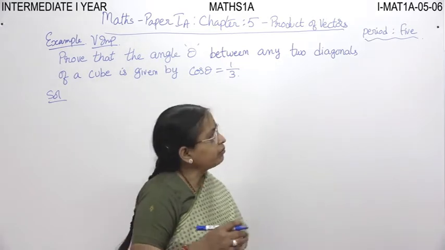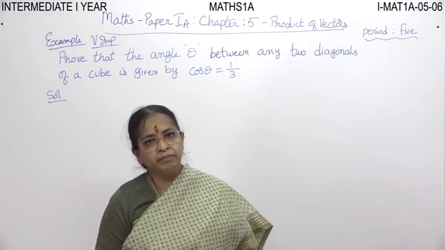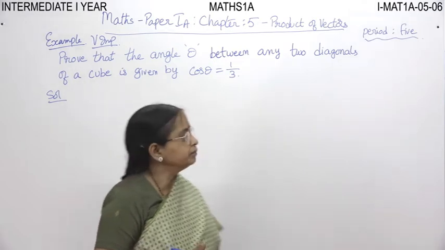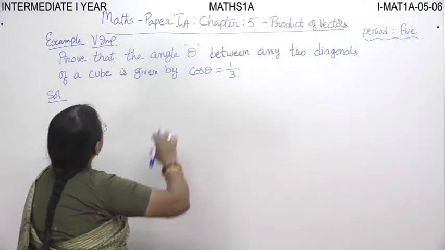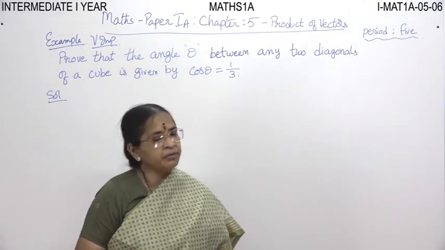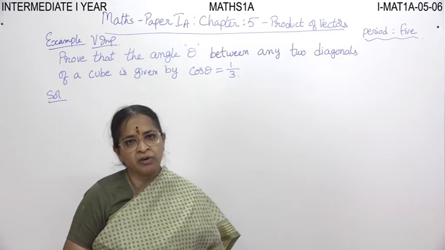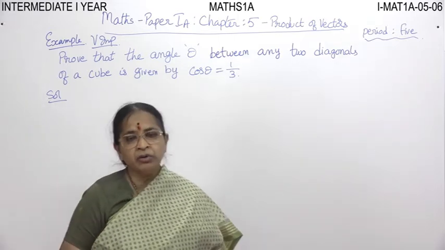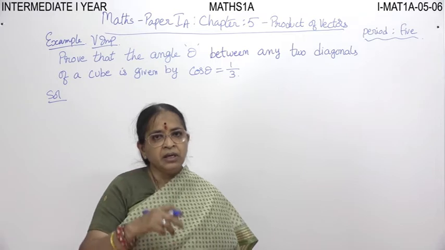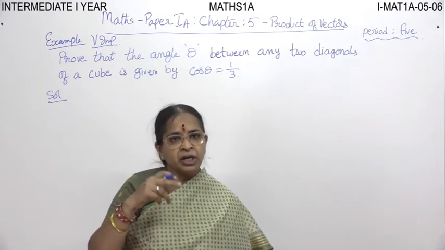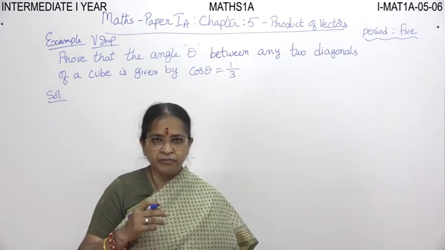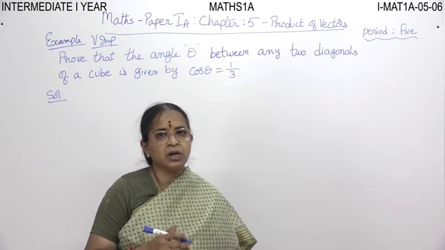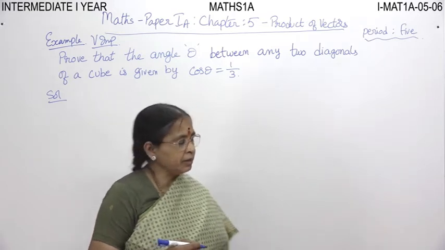Now we have an important example. This is very important. Prove that the angle theta between any two diagonals of a cube is given by cos theta is equal to 1 by 3. So that means if theta is the angle between any two diagonals of a cube, then show that cos theta is equal to 1 by 3.